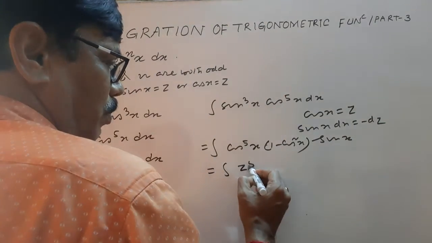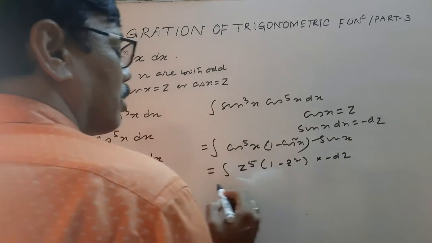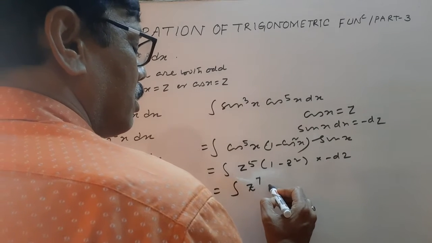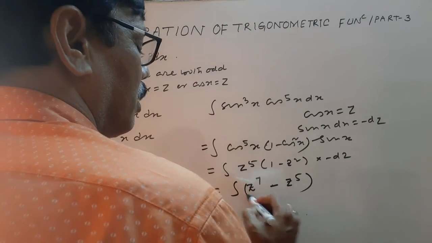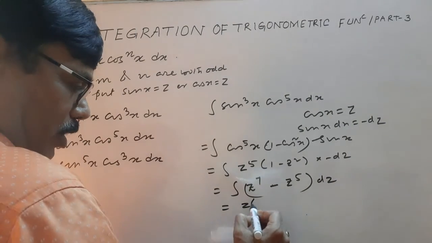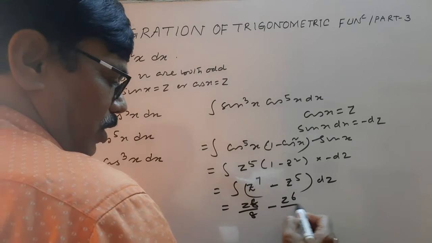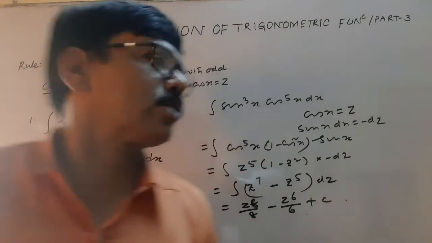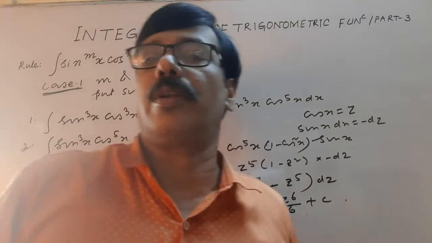Now this is z to the power 5, 1 minus z square into minus dz. So z to the power 7 minus z to the power 5 dz. So this minus is absorbed. So z to the power 6 by 6 minus z to the power 8 by 8 plus c, where z equals cos x. So this one is very simple.